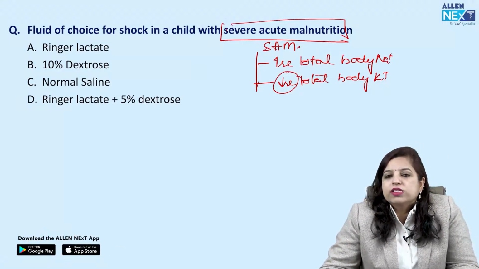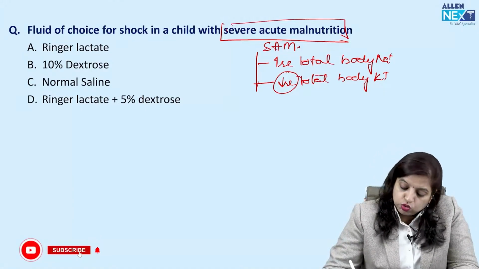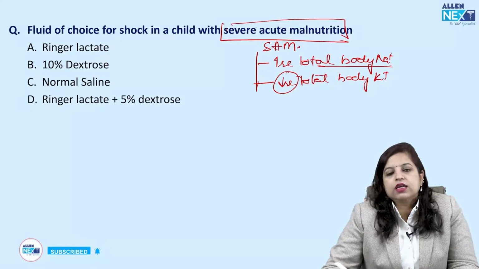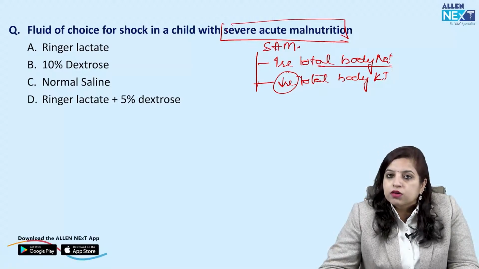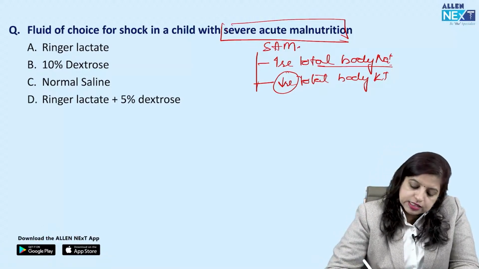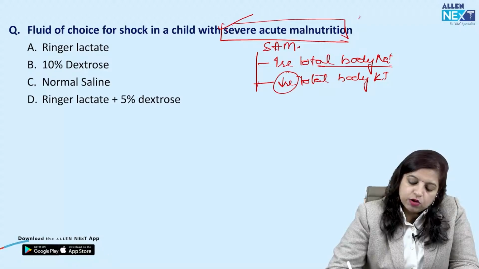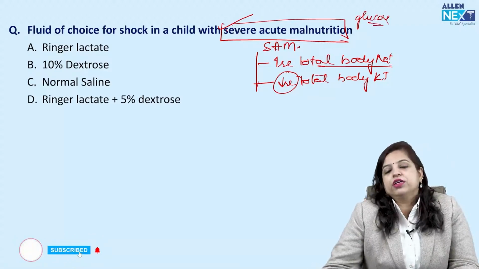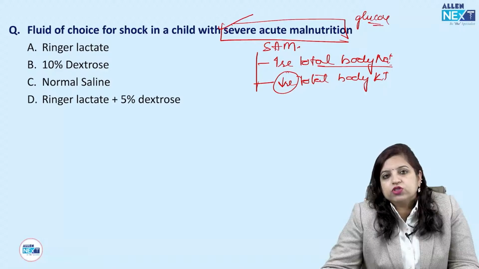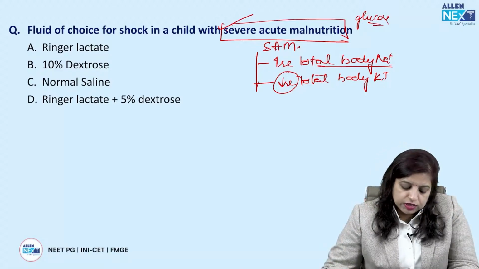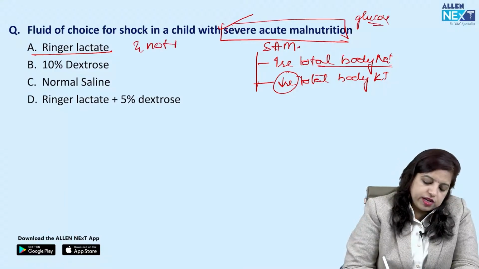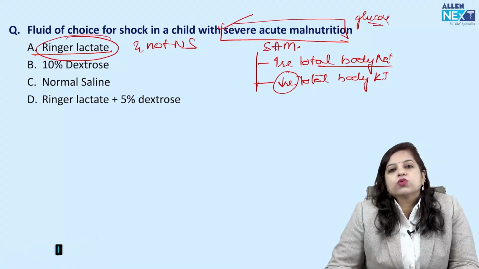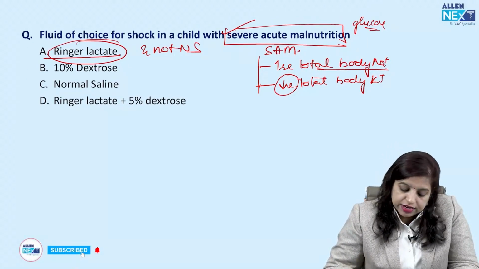So that means giving normal saline in this child would not be very favorable, because his total body sodium is already on the higher side. He requires a fluid which is deficient in sodium and maybe having potassium also. And very importantly, since he is suffering from severe acute malnutrition, some amount of glucose would be really favorable for this child. So what do we do? So what we do is, we usually go for Ringer lactate and not normal saline. Ringer lactate is preferred. Now the question arises, why Ringer lactate and why not normal saline?